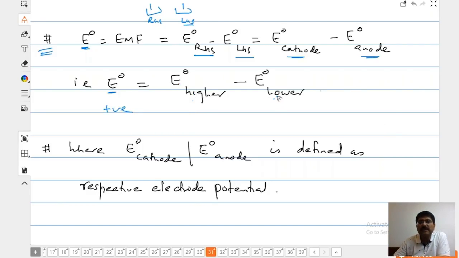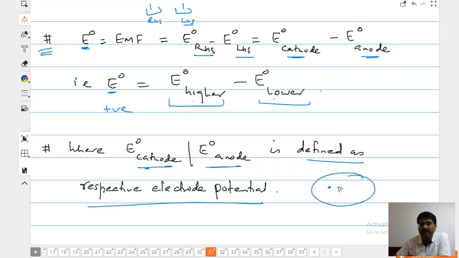E naught higher minus E naught lower. What is this? Potential difference for cathode minus potential difference for anode. We are going to tell you what is that. This is an even more important thing that is coming, where E naught cathode or E naught anode is defined as the respective electrode potential. Right? What is electrode potential? That means a new thing is going to crop up. What is electrode potential? Got it?